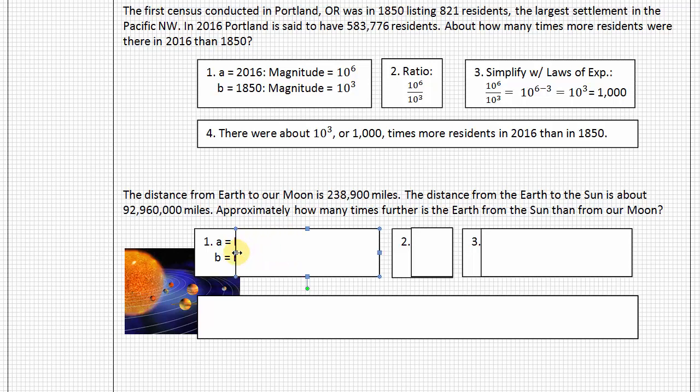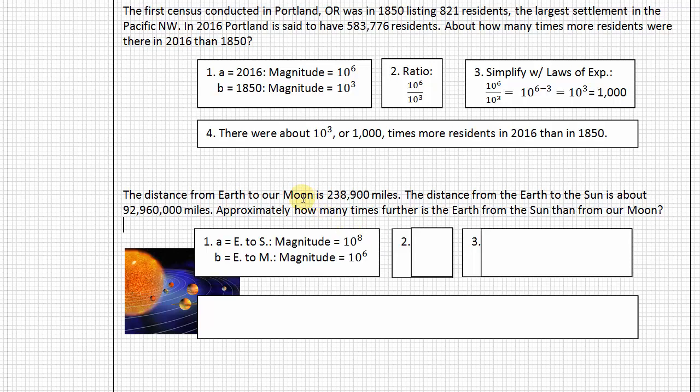I've written it out so we would know that we want to find the magnitude from the Earth to the Sun. And then we're going to write the magnitude from the Earth to our moon. So Sun versus the moon. Go ahead and jot down what you think the magnitude is, and then let's compare.